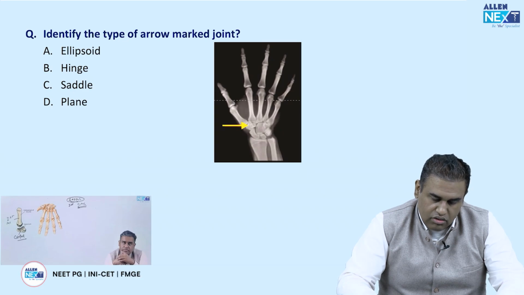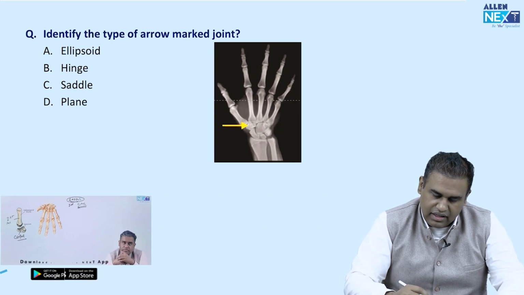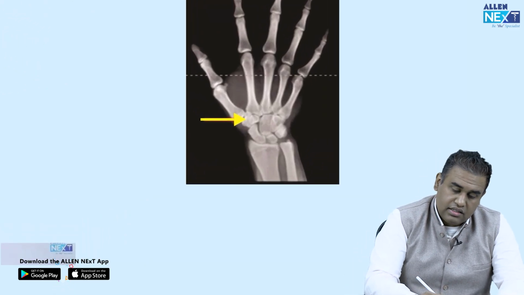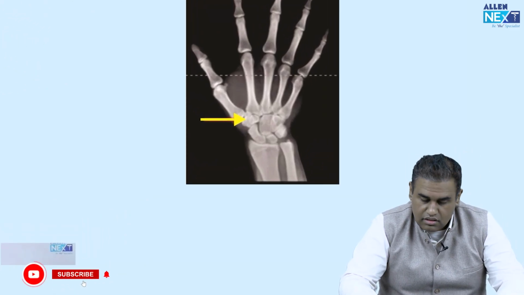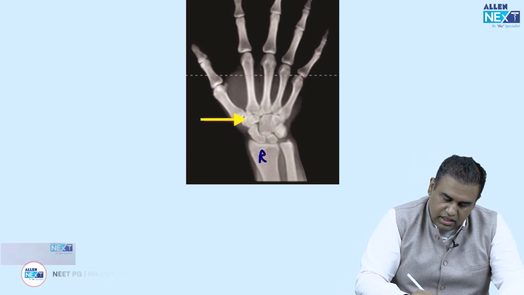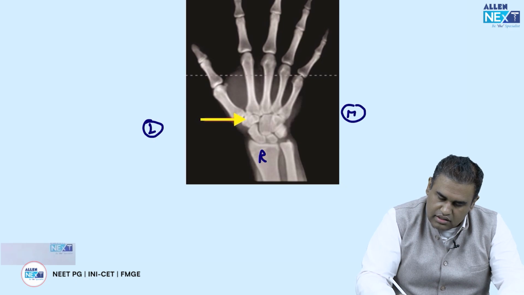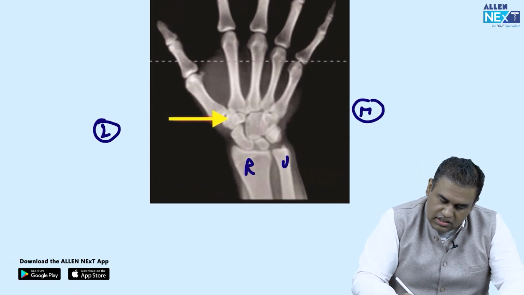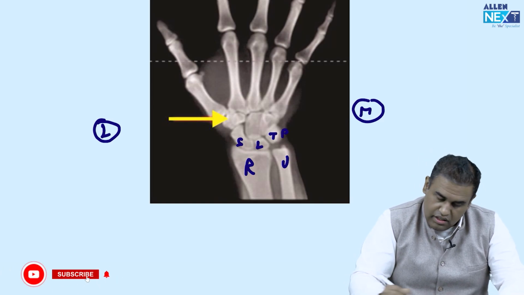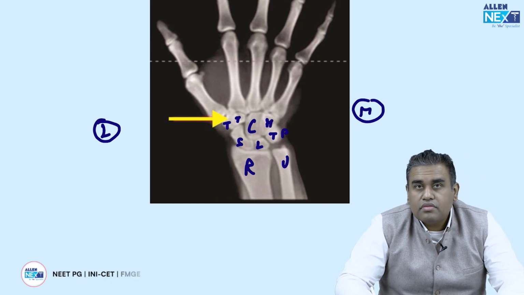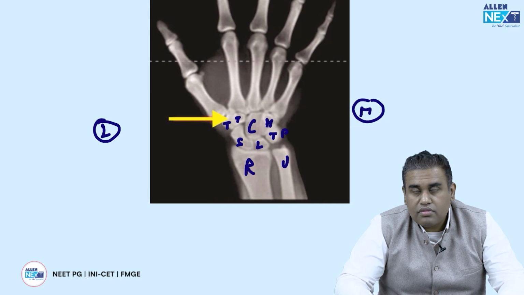Identify the type of arrow marked joint, or identify the joint marked by the arrow. So obviously we can understand that this is an image from the X-ray of a hand, right? This is the thumb over here, or this is the radius over here. This is the lateral side, that is the medial side. This is ulna over here. Then we have 8 carpals. If I just try to show you, this must be the scaphoid, lunate, triquetral, pisiform. Then you have the trapezium, trapezoid, a big capitate, and a hamate. Remember the mnemonic, she looks too pretty, try to catch her.